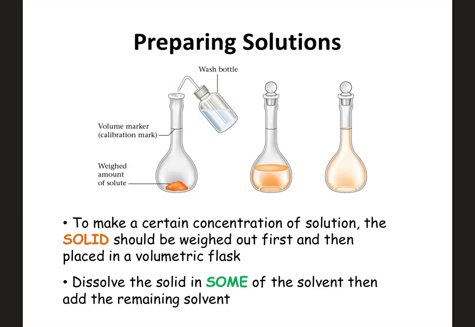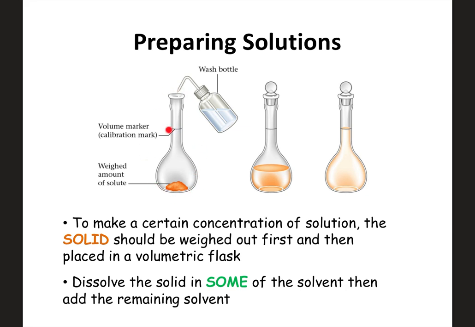Before we're done with this video, I want to talk about the proper way to make a solution because this is very important. These are important lab skills that you definitely need, all right? In order to make a specific concentration, like let's just say you wanted to make a 1 molar solution of something, say 1 molar solution of salt water, there's a specific set of steps you need to follow. So the first thing it says here is that the solid should be weighed out first and then placed in a volumetric flask. This is what a volumetric flask looks like.